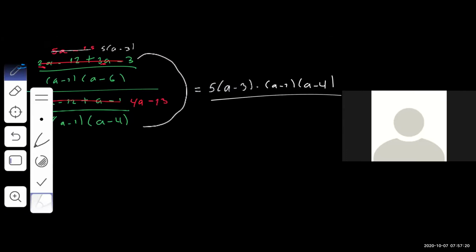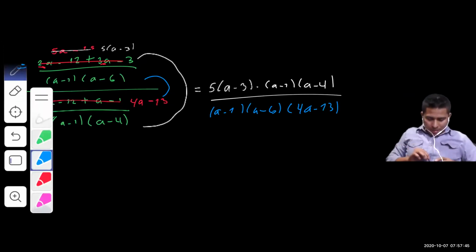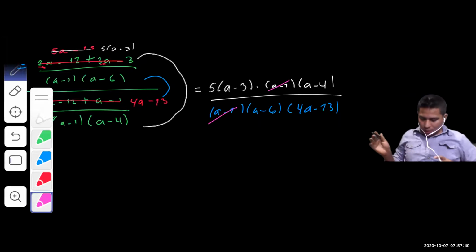Okay, let's multiply the middle terms. Let's go. A minus 1 multiplying 4a minus 13, and a minus 6 multiplying the other. The middle terms, right? This is what I got, guys. So far I need to factor something. What can I cancel? A minus 1 and a minus 1. Yes, a minus 1 over a minus 1 is equal to 1. What else?